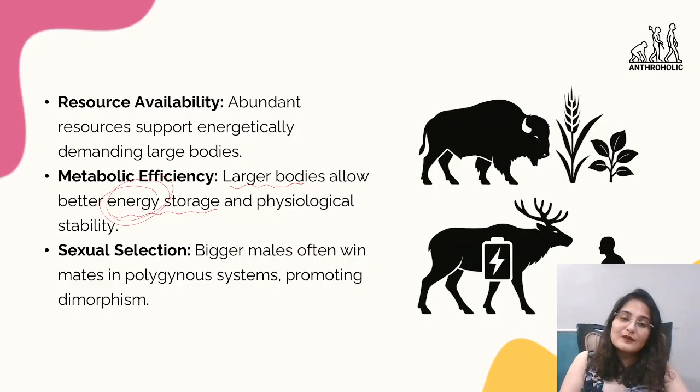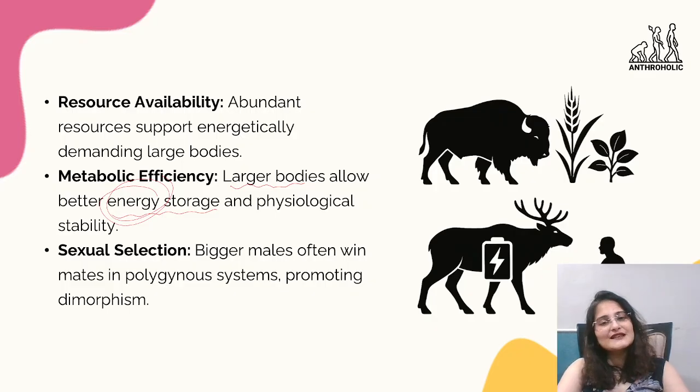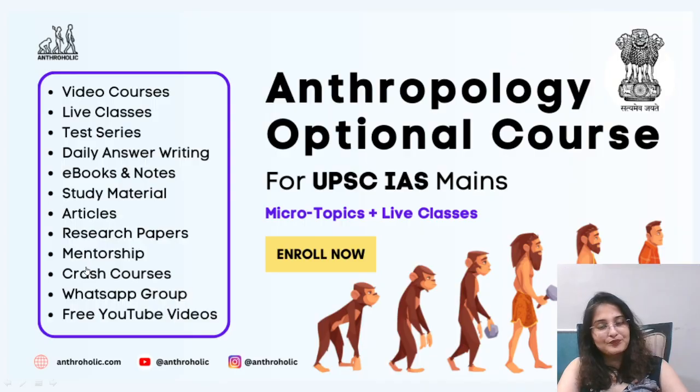Then sexual selection, bigger males often win mates in polygynous systems, so they are able to mate faster also. They promote dimorphism. So these are a few theories that favor why this particular rule can be seen as implemented in most of the cases and most of the evolutionary examples.